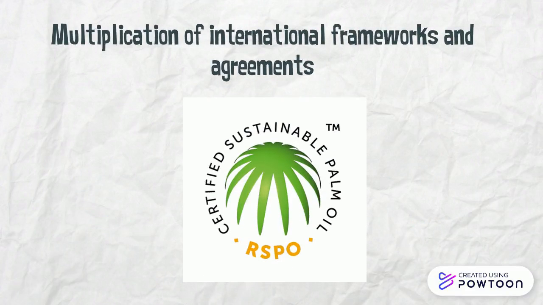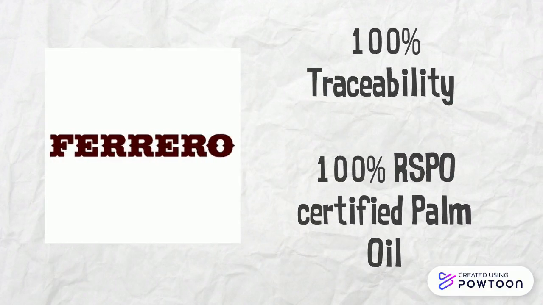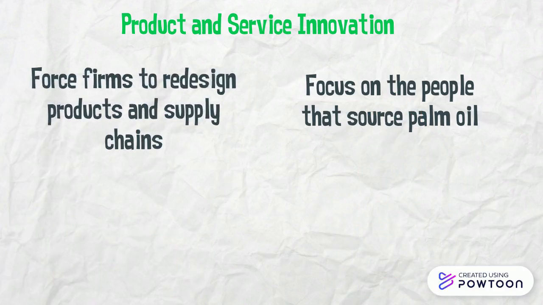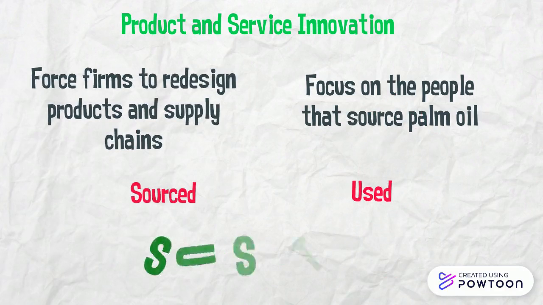Organizations such as RSPO also aid the cause by implementing policies. For example, Ferrero was one of the first companies to source 100% RSPO segregated certified palm oil and achieve 100% traceability back to plantations. We can thus force firms that source palm oil from unsustainable operations, such as those in Indonesia, to redesign their products and supply chains so that palm oil involved is sourced and used sustainably.